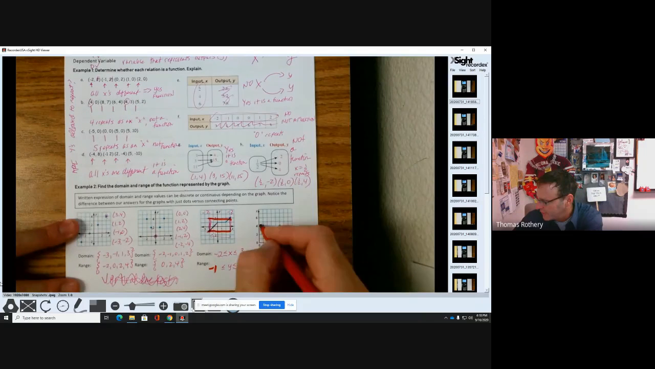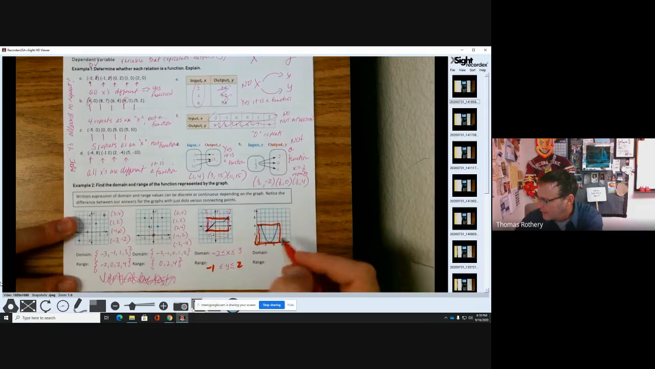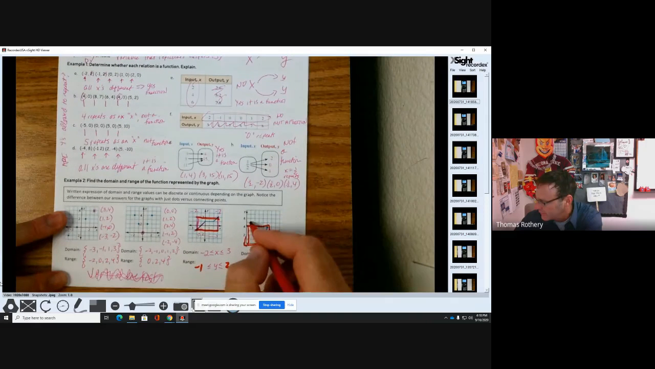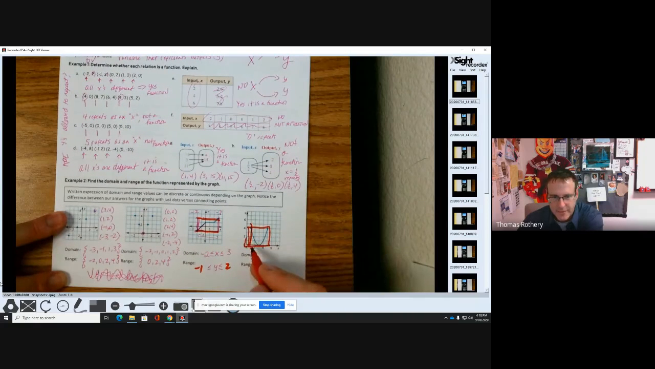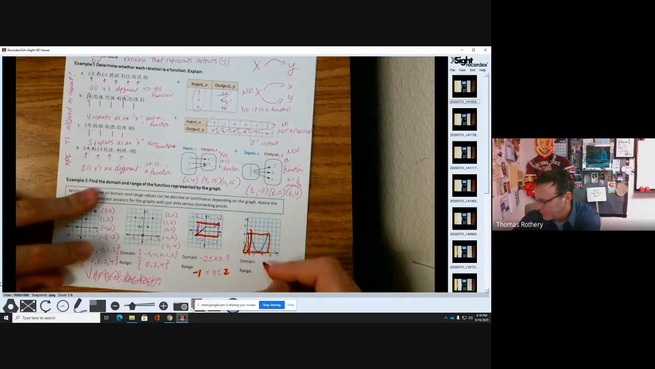Same thing here. You can draw a little box if you want. Just me, I like to do that. How low does this go? Oh, sorry, let's go right and left. It looks like it goes as far left as 1 and as far right as 5. So from 1 to 5.